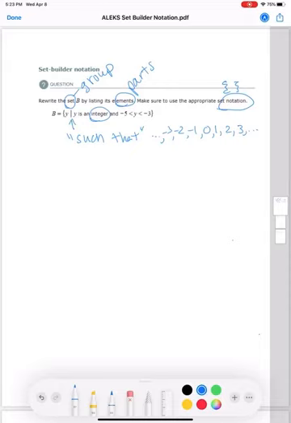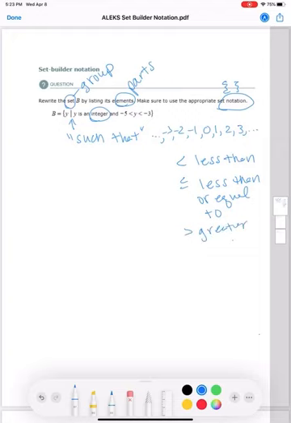Okay, so remember that this guy here is less than, and we have less than or equal to, so that means you can include it. And I don't think they'll show up in these types of problems, but just as a reminder, there's also greater than and greater than or equal to.